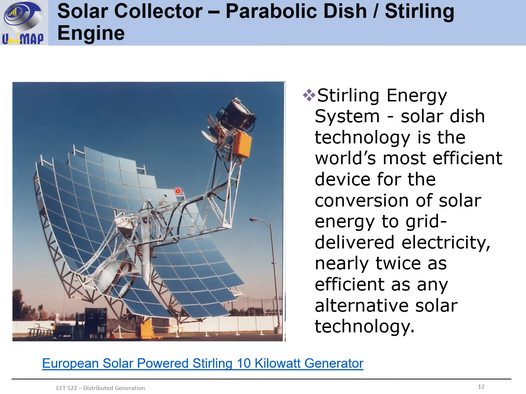It uses a direct conversion of the heat to the mechanical energy. So this Stirling engine is the world's most efficient device for the conversion of solar energy to grid electricity. So usually it's around twice as efficient as any other solar technology that uses steam and solar tower. So if you want to see the concept and detailed explanation about how this Stirling engine works, you can click this YouTube video and watch the 10 kilowatt Stirling engine generator.